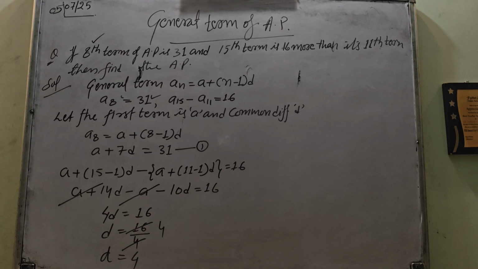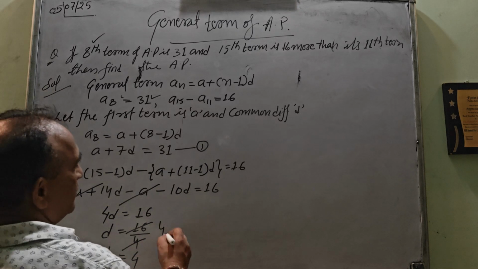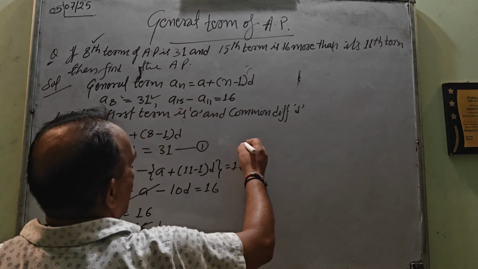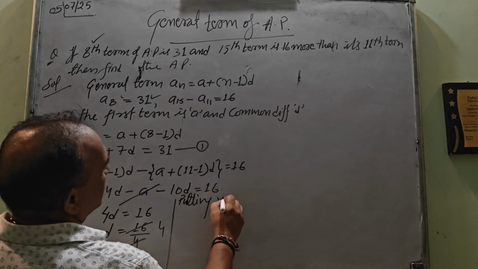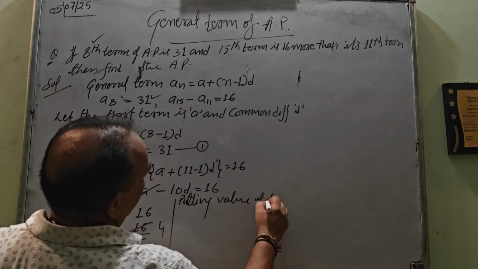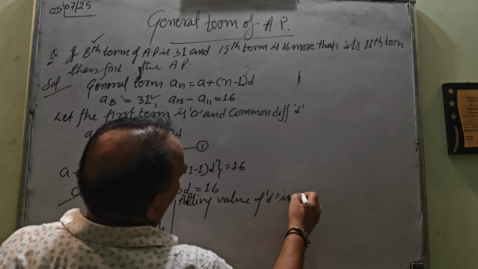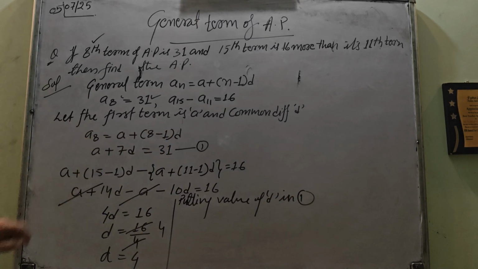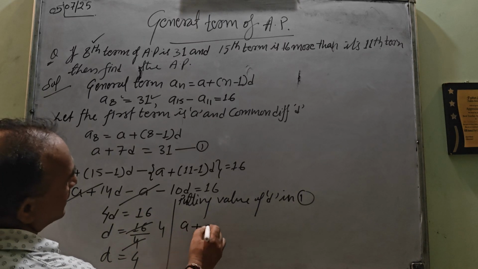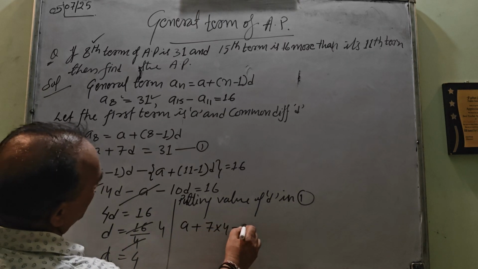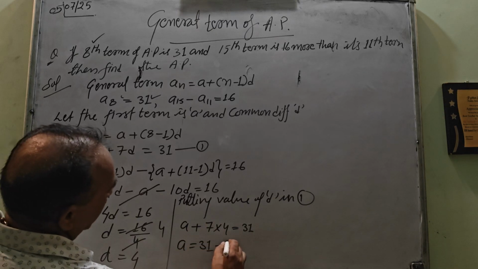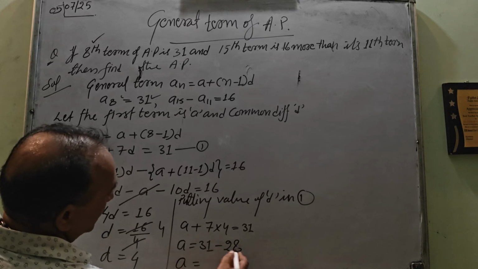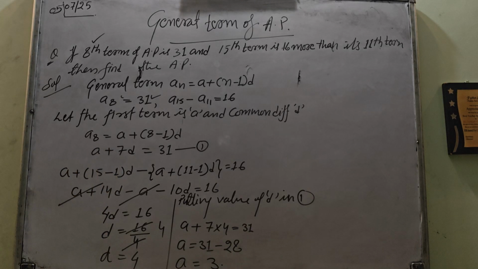Now put the value of D in equation 1. Putting the value of D in the first equation, A plus 7 into 4 is equal to 31, and A is equal to 31 minus 28, or A is equal to 3. A is equal to 3. Now we have both A and D.